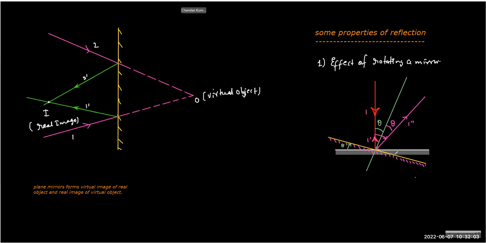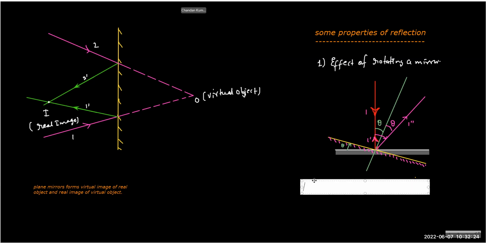So how much has it turned? Can you repeat again? If you tilt the mirror by theta, how much will the reflected light ray turn? From the original to theta. Of course, from the original only we asked.